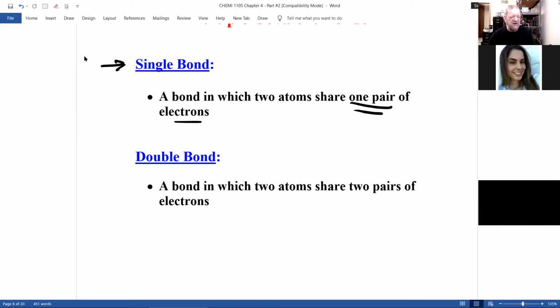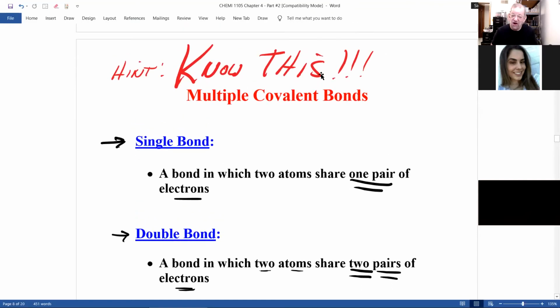The next type of covalent chemical bond, double bond. A double bond is a bond between two atoms where you have two pairs of electrons. So single bond, one pair of electrons being shared between two atoms, double bond, two pairs of electrons being shared between two atoms. And notice, hint, know this.